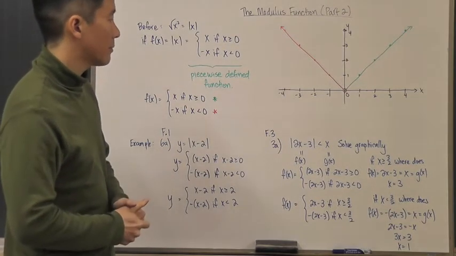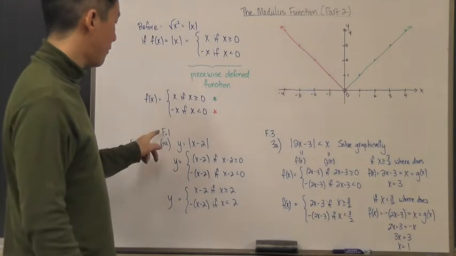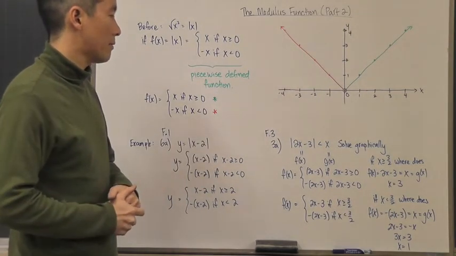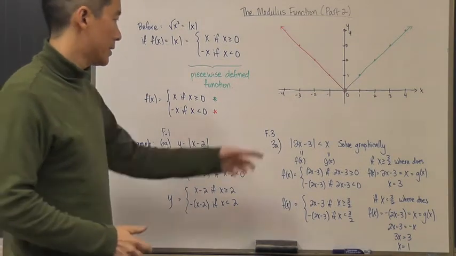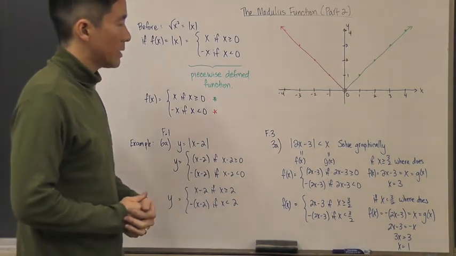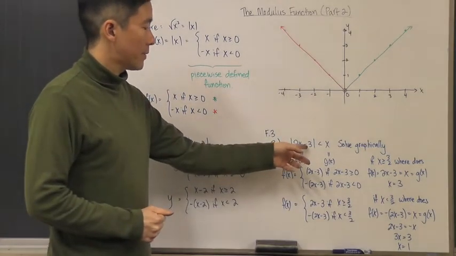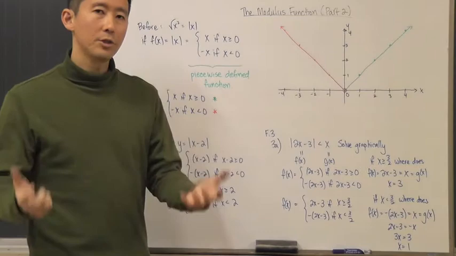Okay, let's take a look at another one here. That was f.16a. Let's take a look at a different type of question that's being asked for in f.3. This is 3a. It says, if you wanted to solve this graphically, the absolute value of 2x minus 3 is less than x. How would you do that?